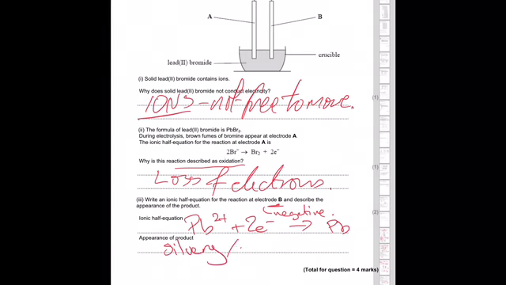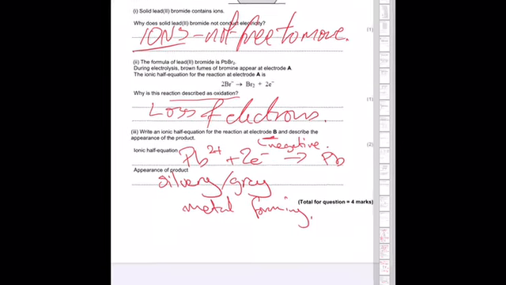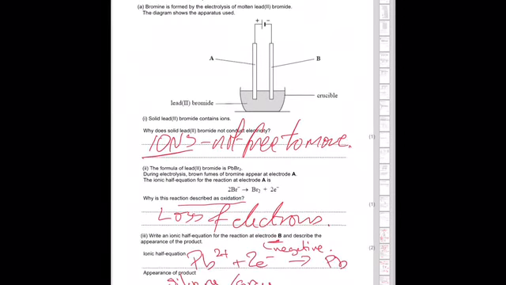What would you see? What would the appearance be? You'd see lead metal, which is a silvery grey substance. Okay, silver grey metal forming. And you should have seen that demonstration in the laboratory. And that's it.